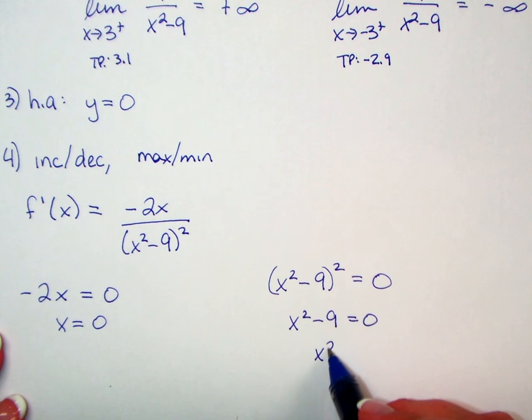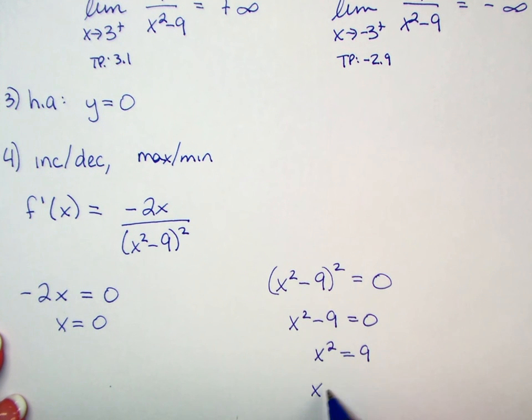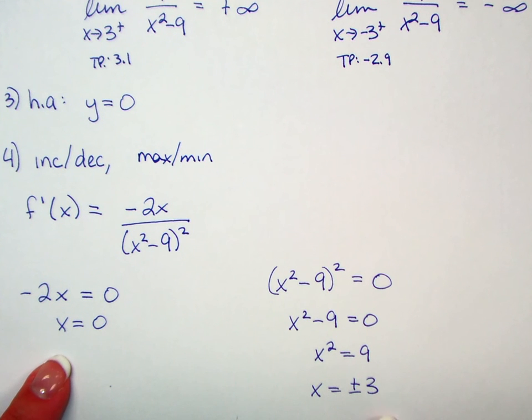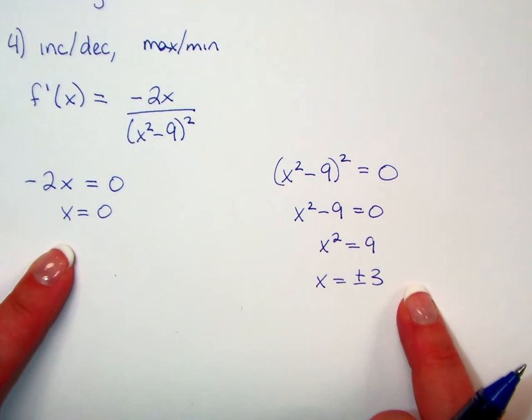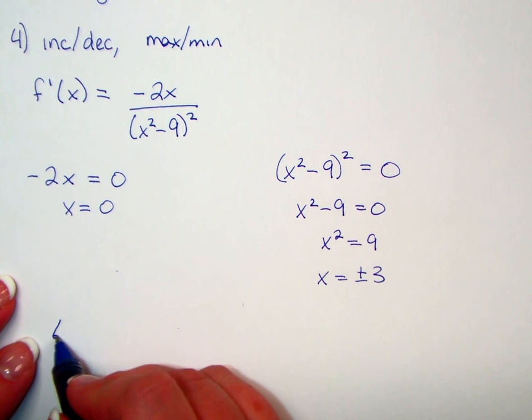Move the 9 over. And I'm getting critical numbers at plus and minus 3. So I have 3 critical numbers. One where the derivative equals 0, hence where the numerator equals 0. And 2 where the derivative does not exist. So I'm going to go ahead and do a number line analysis now.